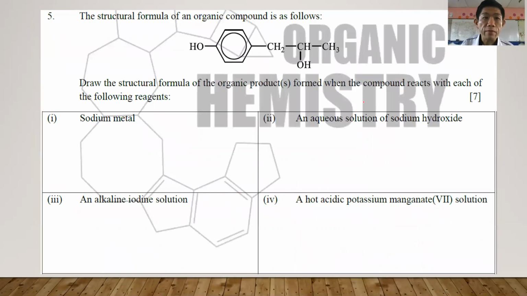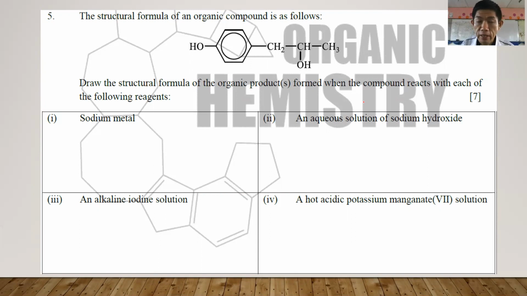Then we go to question number 5. The structural formula of an organic compound is as follows. You have a phenol, and you have this alkyl alcohol also. Draw the structural formula of the organic product or products formed when it reacts with each of the following reagents. Number 1, we start with sodium metal.